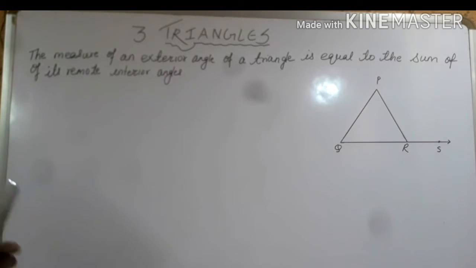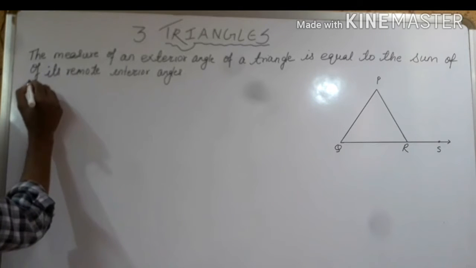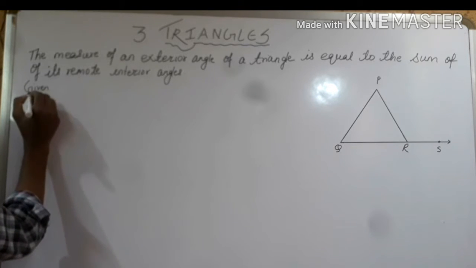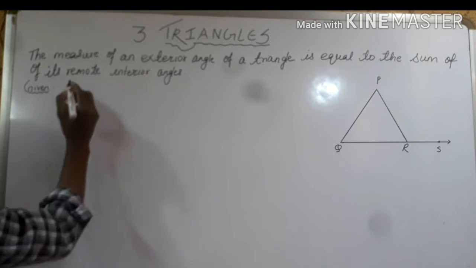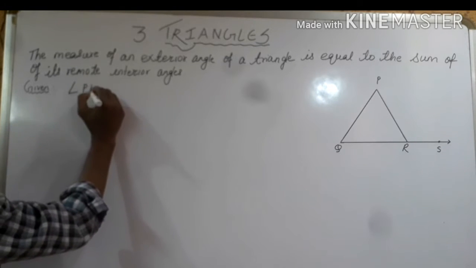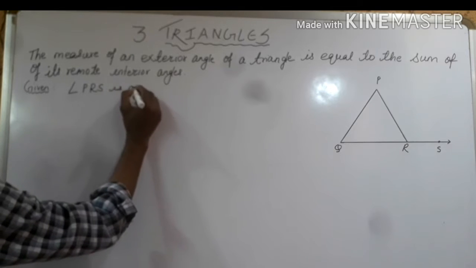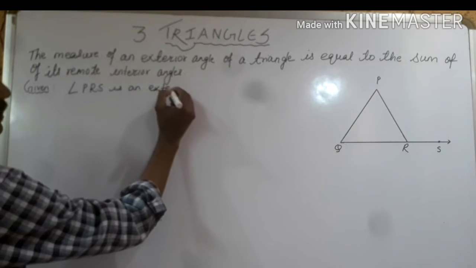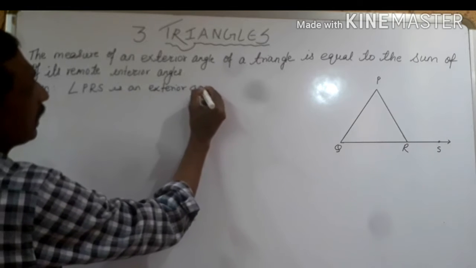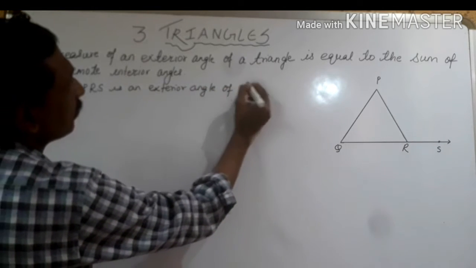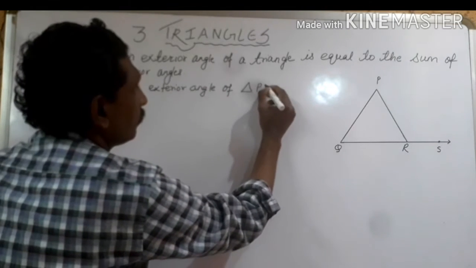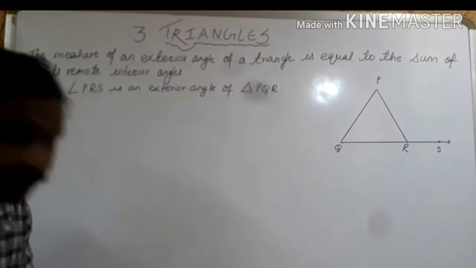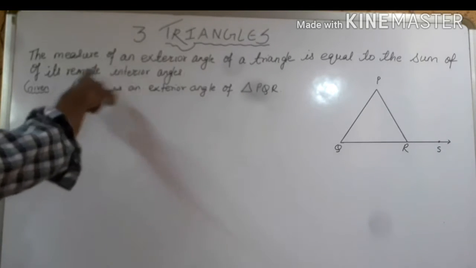Let us start with what is given to us. Given. Now what is given to me? Angle PRS is an exterior angle of triangle. What is the name of the triangle? PQR. Okay? This is given to me in my statement.